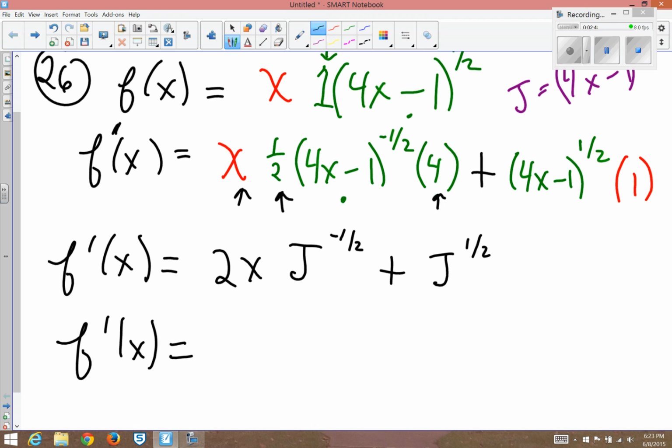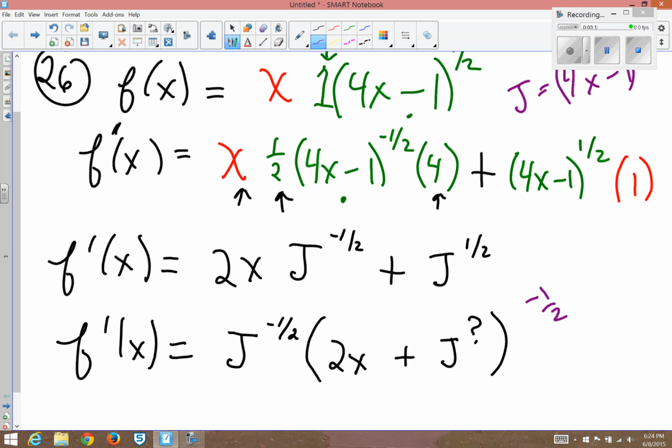It's called a common factor. When we're factoring out the greatest common factor, we use the smallest exponent. The smallest exponent on j is negative 1/2. That comes out in front of 2x plus j with some exponent, question mark. I know that the exponent out here, that's negative 1/2, plus the exponent that is a question mark, has to equal the exponent that's in the previous step. That's 1/2.